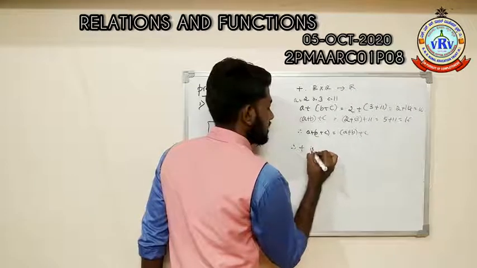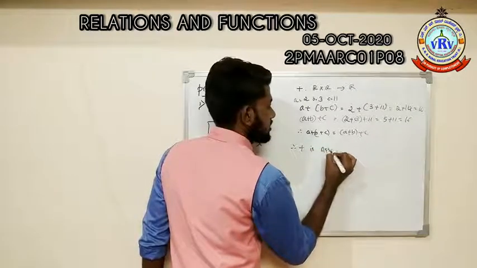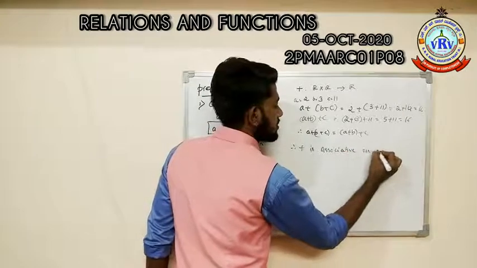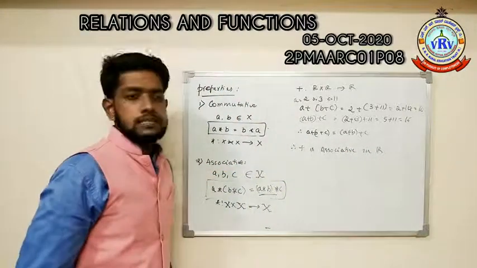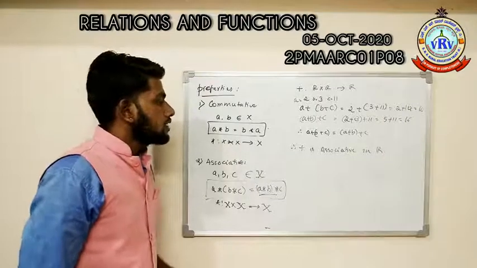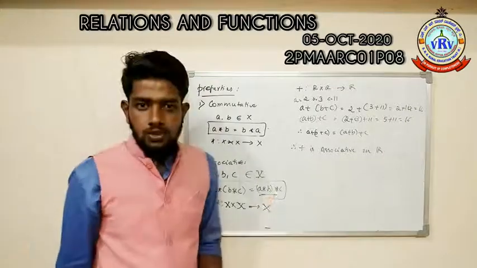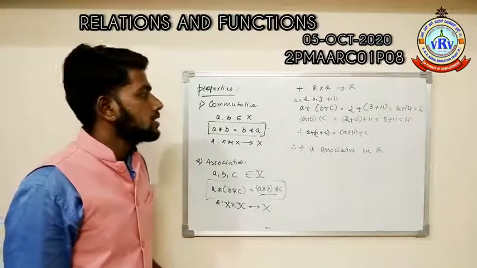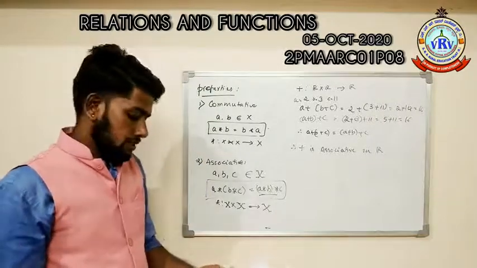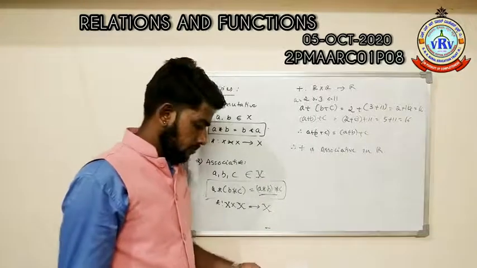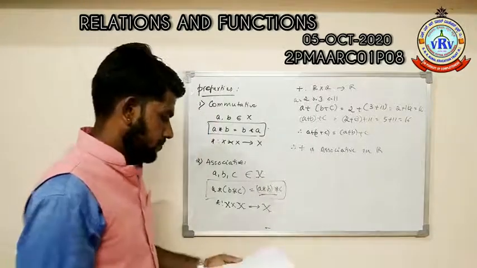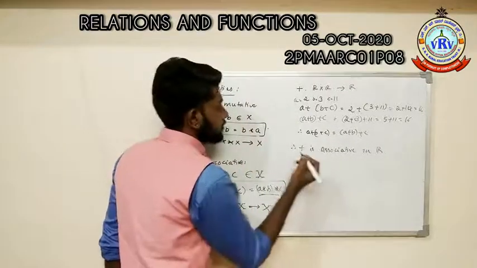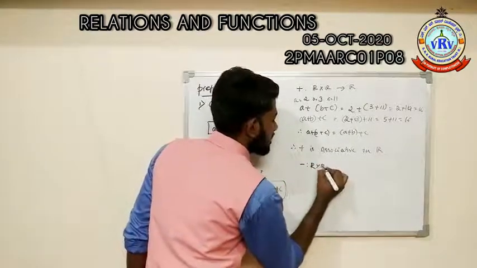Therefore addition is associative on the real number set R. And you can check for the multiplication also. Multiplication is also associative under the real number set R. And let me check for the subtraction. Now I will check for the subtraction, R cross R to R.